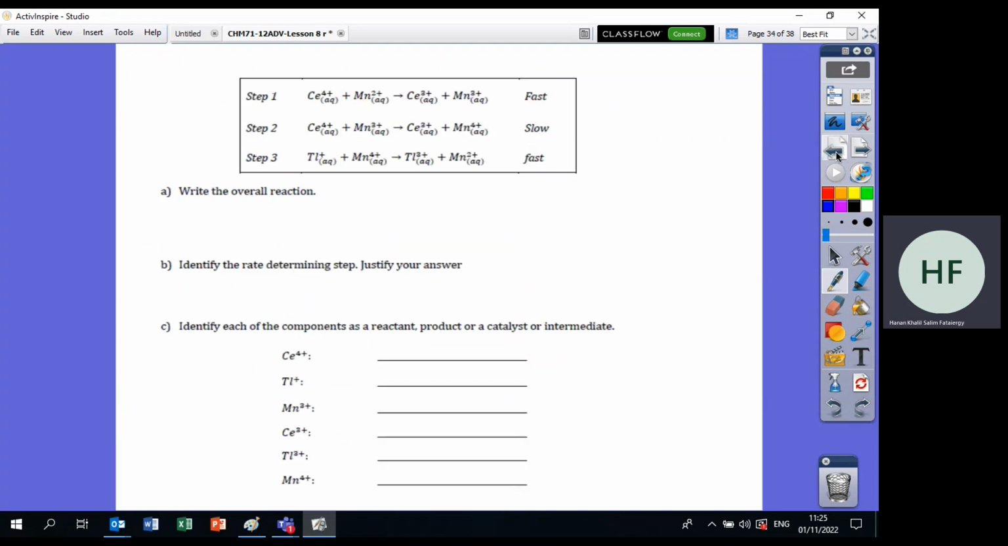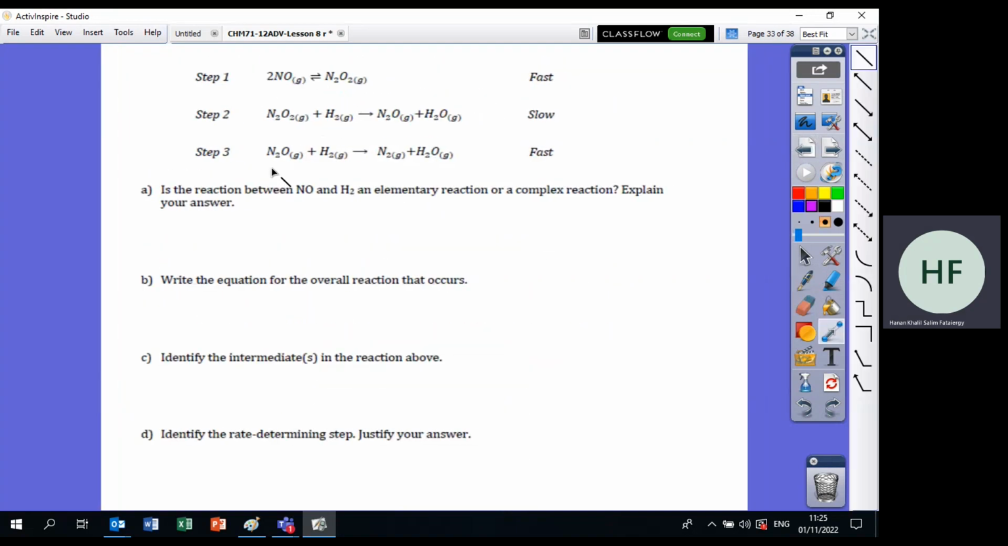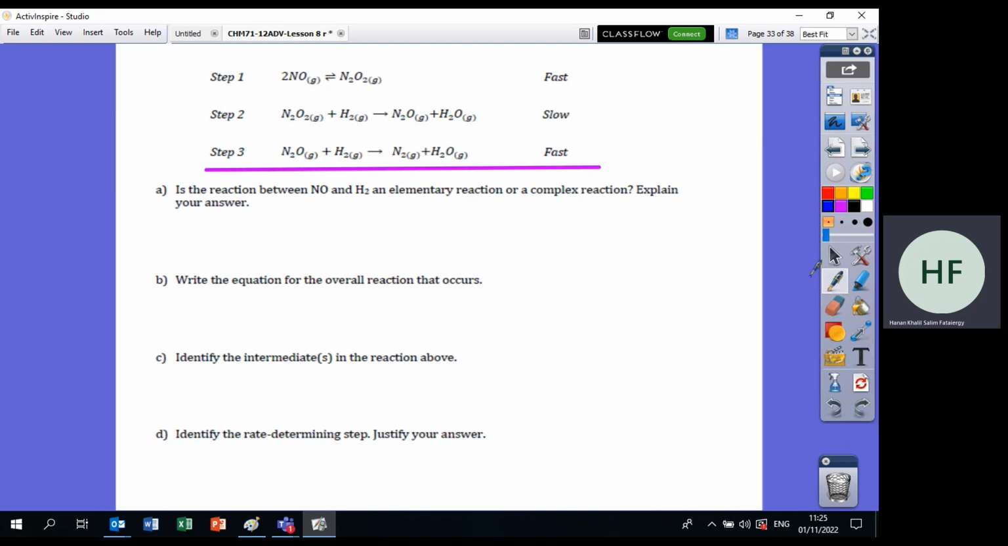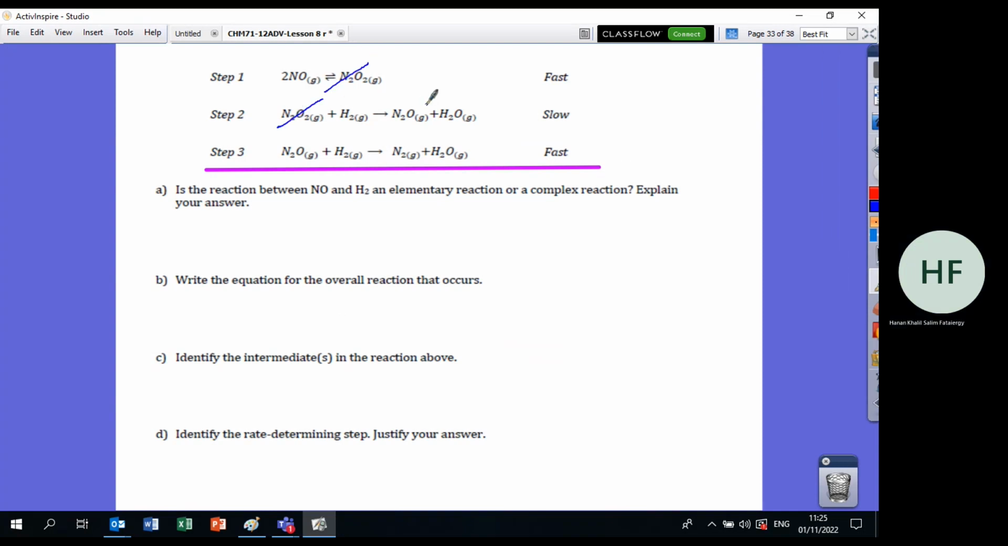Okay, so we have a few more questions to go. Same thing here, this reaction takes place in 3 steps. Cancel what should be canceled, and then find the overall. Be careful, you cannot cancel H2O with H2O because both are products. You cannot cancel H2 with H2 because both are reactants. So N2O2 with N2O2, N2O with N2O.